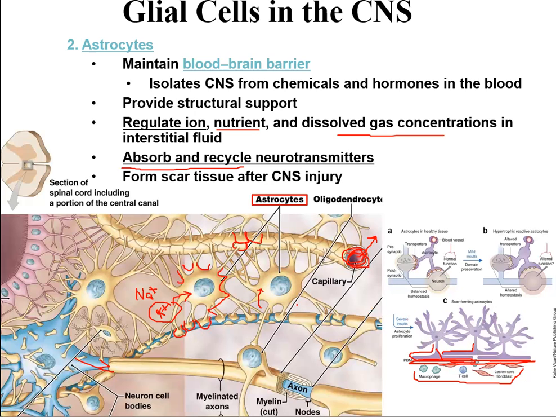And finally, nervous system damage is extremely slow to repair. However, it's not impossible under the right conditions. And one of the ways that the nervous system can repair itself is with astrocytes. So astrocytes can help to form scar tissue after injury to the nervous system. It can kind of support these cells as they are regrowing and therefore regaining their functionality. All right, so astrocytes pretty much do it all.